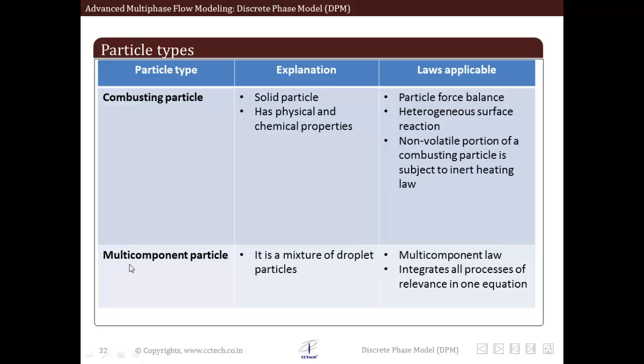And the last type that we can have is multi-component particles, which is basically a mixture of droplet particles. If we have a mixture of particles, we can include these multi-component particles. Multi-component laws are applicable and it integrates all processes of relevance in one equation.